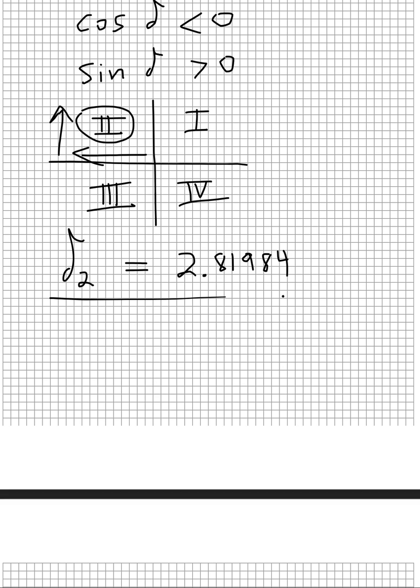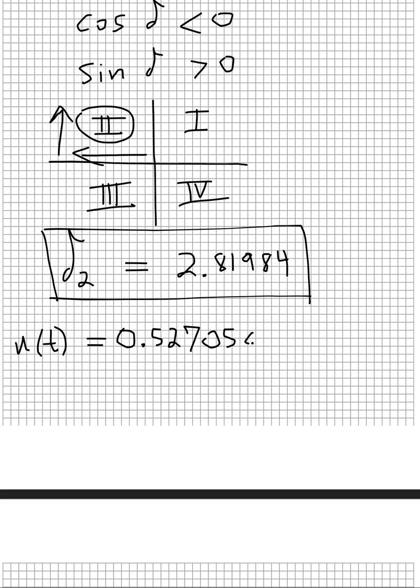So now that we know which delta to use, based off of that observation we made above, we can write out the final displacement equation. After all of this, we end up with the final grand equation, which is u of t equals 0.527 times cosine of 6t minus 2.81984, from above. That would be delta 2 right here.